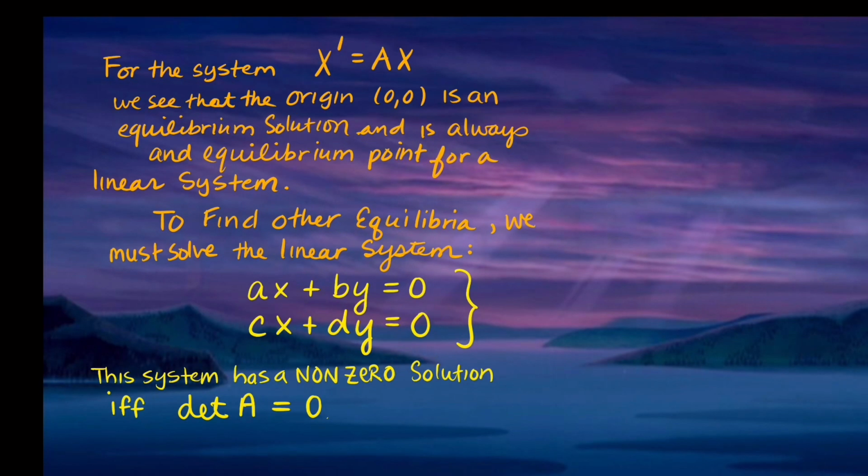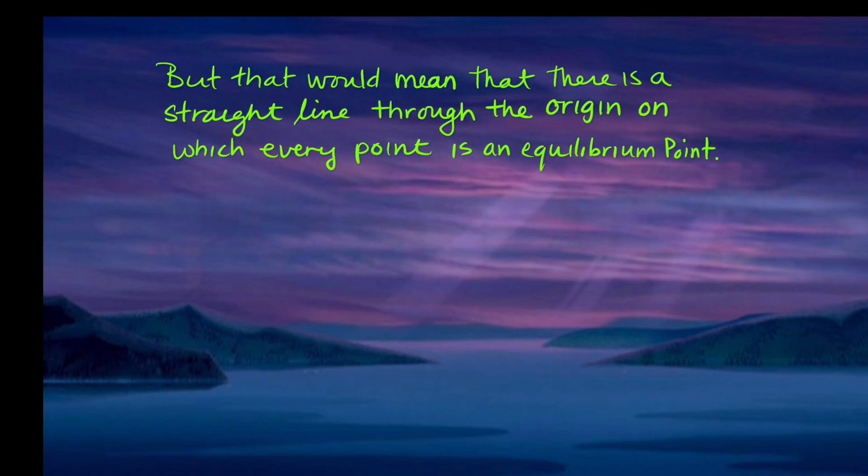For the system x' = Ax, the origin (0, 0) is an equilibrium solution, and it is always an equilibrium point for a linear system. To locate other equilibria, or stationary solutions, we must solve the linear system ax + by = 0 and cx + dy = 0. This system has a non-zero solution when the determinant is equal to 0.